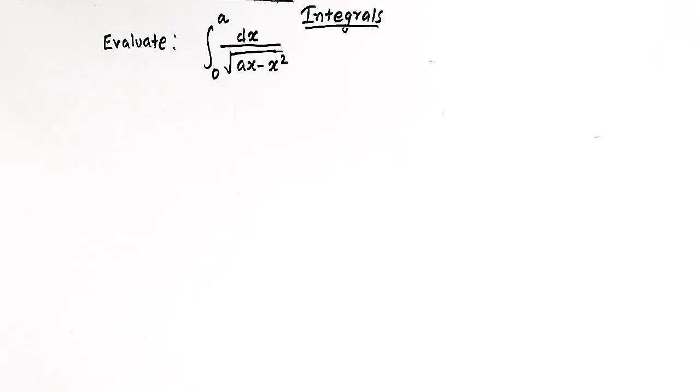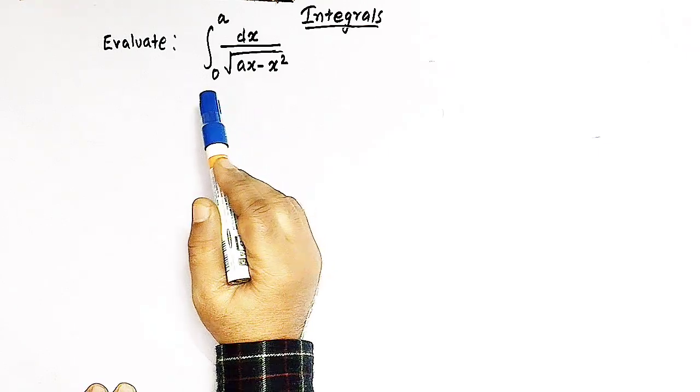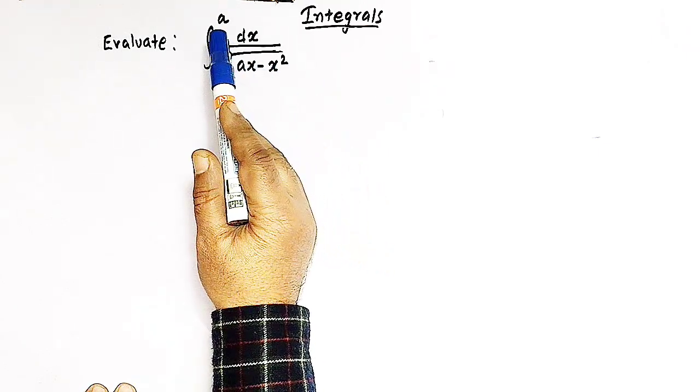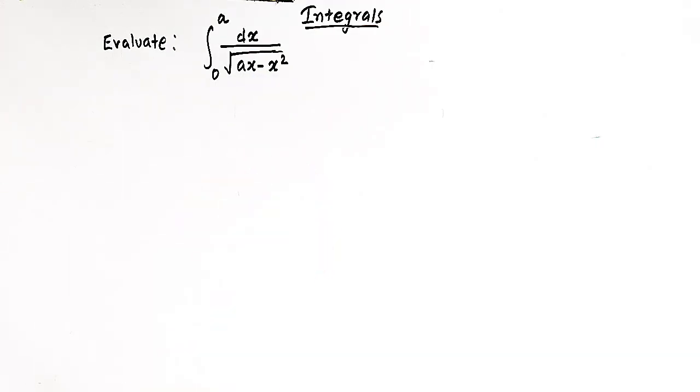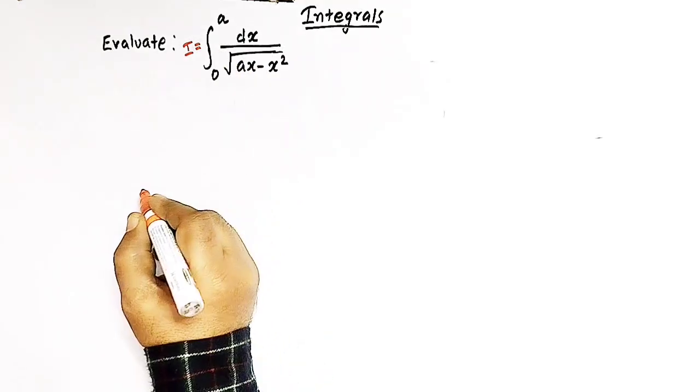Hello viewers, in today's session we are going to discuss another important problem from integration, and in this class we are going to evaluate this important integral where we have 0 to a dx over square root of ax minus x square, right? So in this class we'll solve this integral with the help of the concept of beta and gamma functions, right? And before applying the concept of beta and gamma functions, let us first apply the method of substitution. So let us first take this integral as I, right?